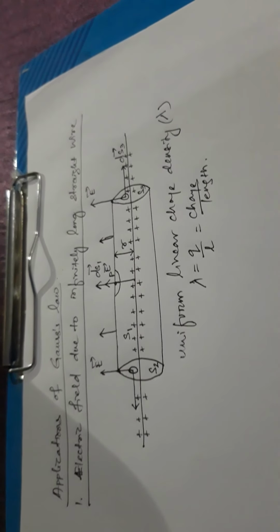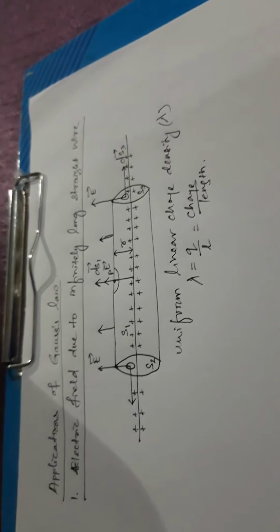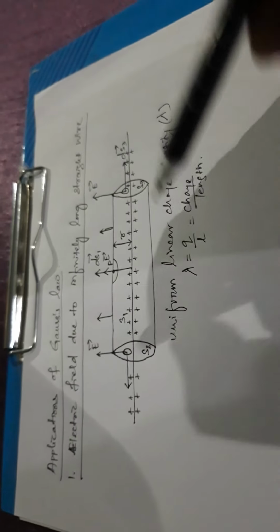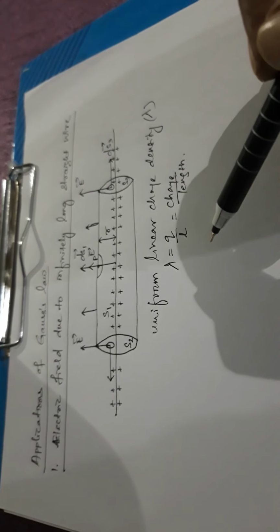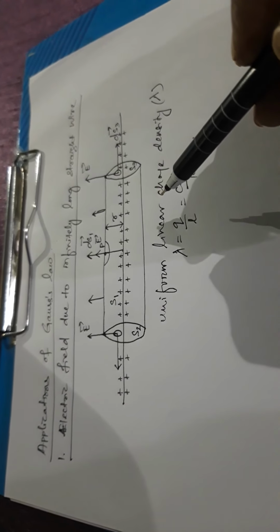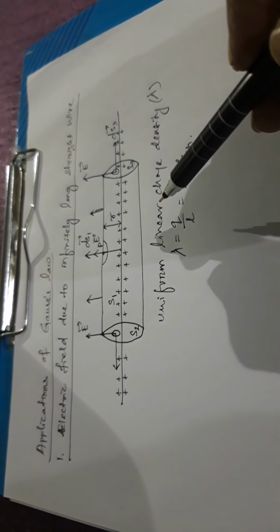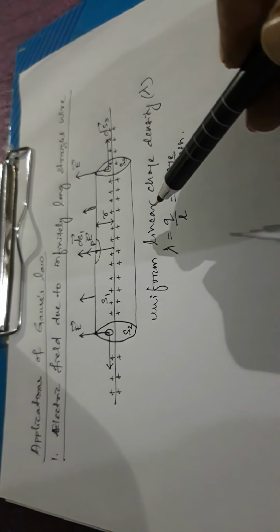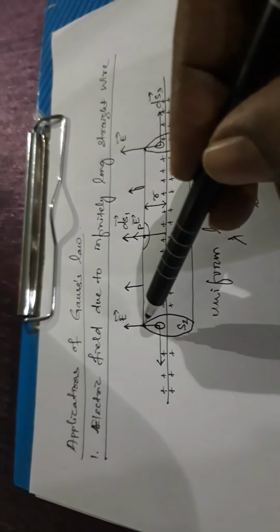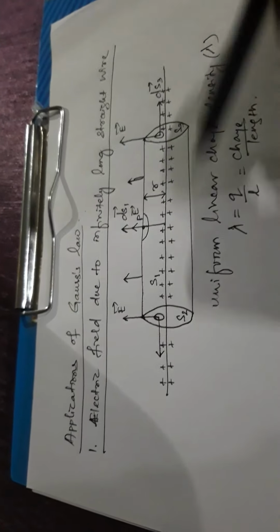Now after considering the point of observation P, as it is situated at distance R from the linear charge, you have to imagine a Gaussian surface. To apply Gauss law, you have to imagine the Gaussian surface, and through this Gaussian surface we will calculate the total electric flux. Then you will equate it to Q by epsilon naught to get the electric field strength. So the Gaussian surface to be chosen is in a cylindrical form.